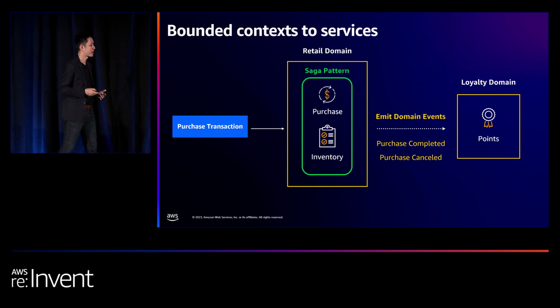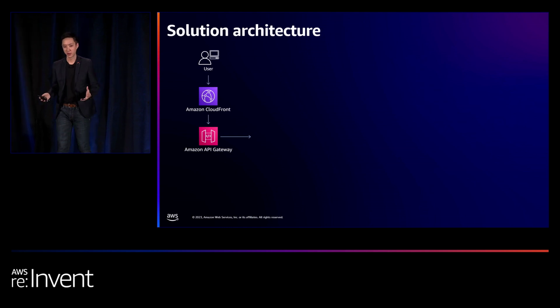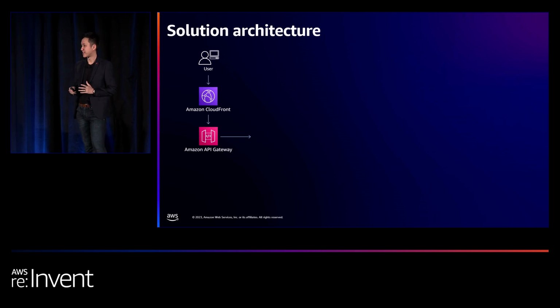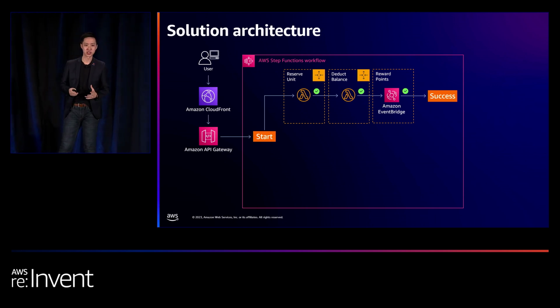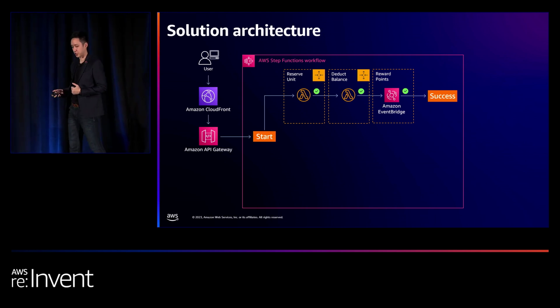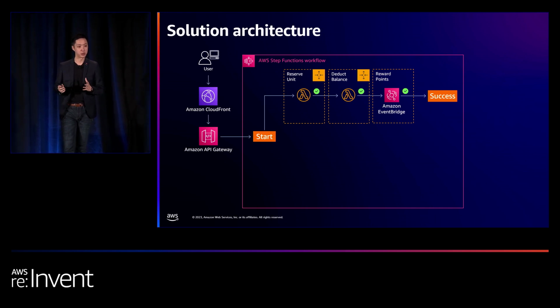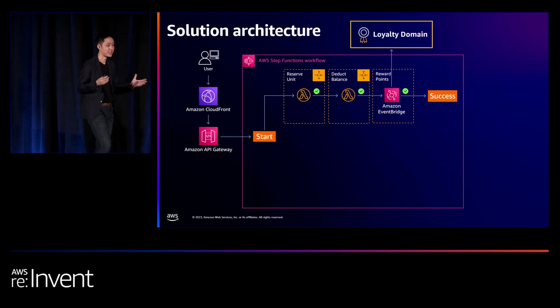Now, let's take a look at the system architecture. So our user will be interacting with our system via CloudFront and through API Gateway. But what's interesting is that we'll be implementing the orchestration engine using AWS Step Functions. You can see that within AWS Step Functions, we have 2 Lambda functions taking care of the inventory reservation and also the user balance deduction. And if everything is successful, we would then use Amazon EventBridge to send this domain event to the loyalty domain. That's the happy flow.